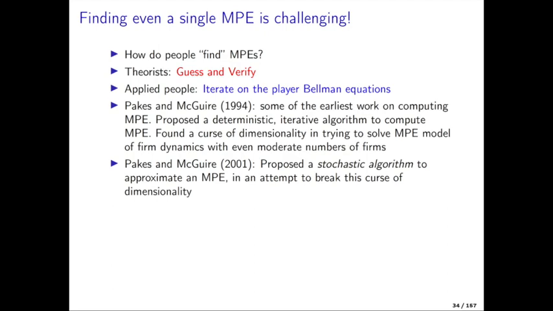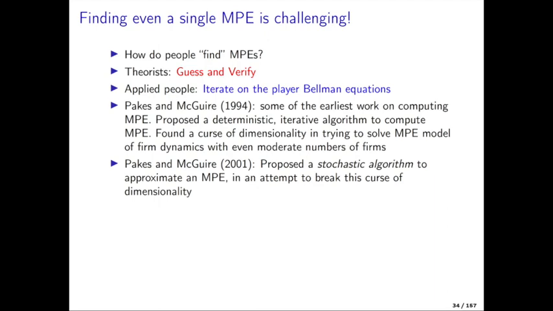Pakes and McGuire did some of the earliest work on computing Markov perfect equilibrium. They proposed a deterministic iterative algorithm, in the spirit of iterating on the Player-Bellman equations. They found a curse of dimensionality in trying to solve for the Markov perfect equilibrium in models with firm dynamics. Even with a moderate number of firms, it turns out to be quite challenging. They then proposed a stochastic algorithm to approximate this Markov perfect equilibrium in an attempt to break this curse of dimensionality, but this is still in the spirit of this iterative algorithm where you're iterating on the Player-Bellman equations.